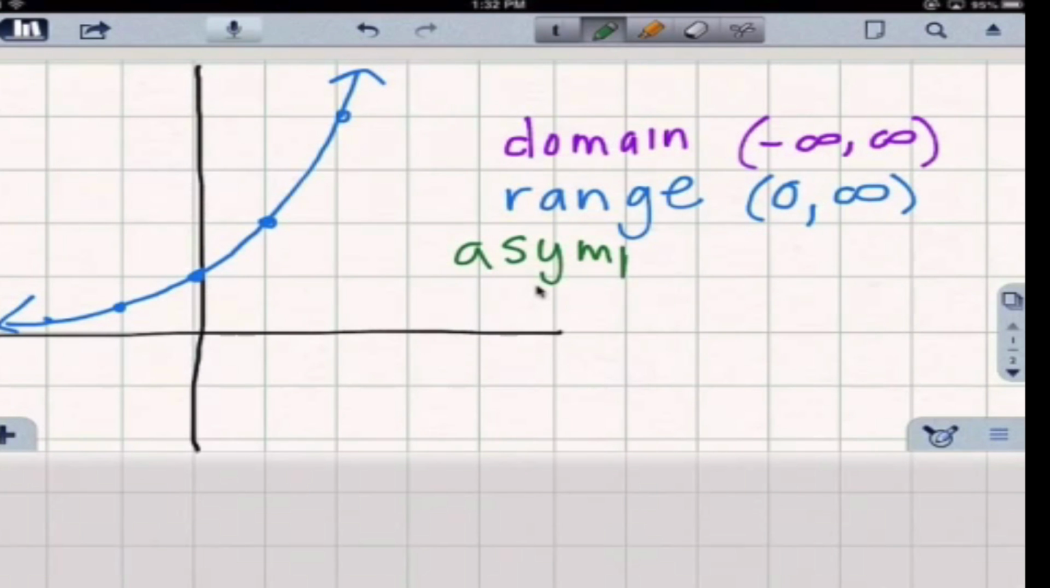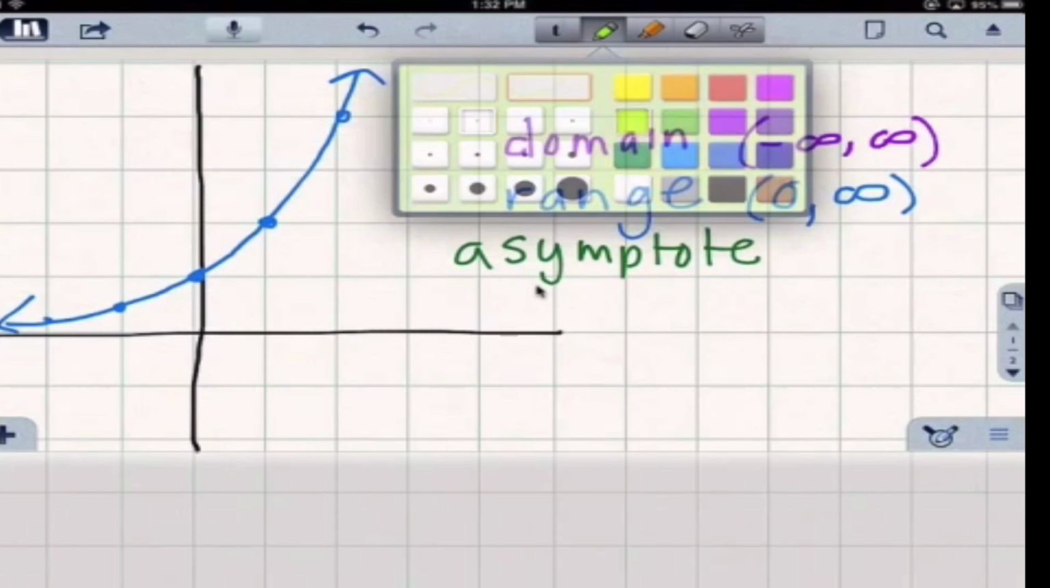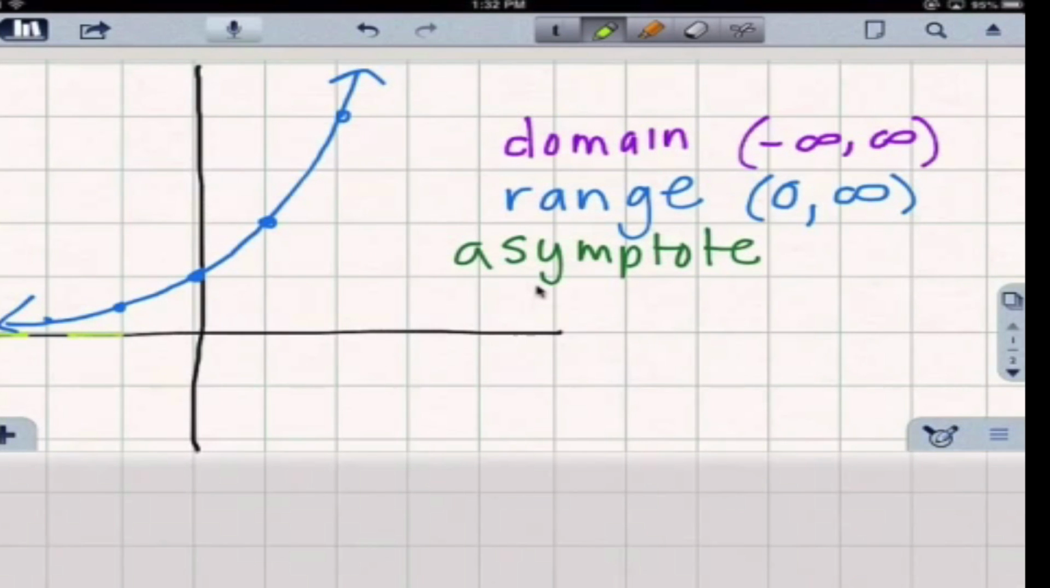Okay, next up would be the asymptote. Remember, the asymptote is the line that it gets close to but doesn't actually cross. And in this case, we can see that is going to occur at 0. And if you guys think back to our quiz that we took, most of you that missed this problem missed it because you forgot to write this as an equation. It's always a horizontal line on an exponential function, so we're going to write y equals 0.